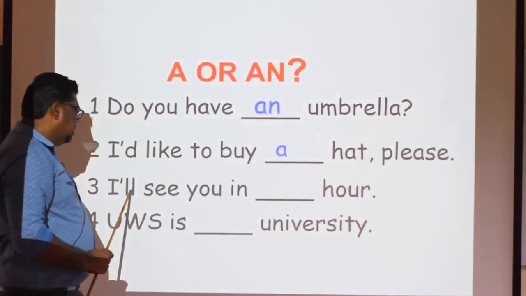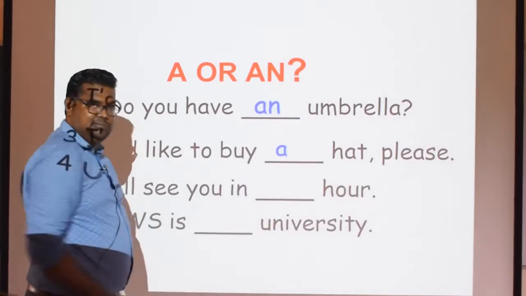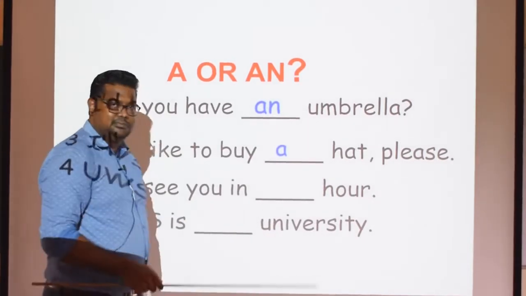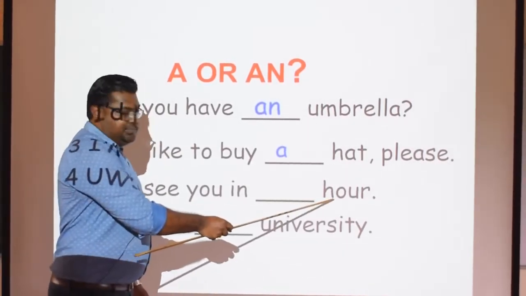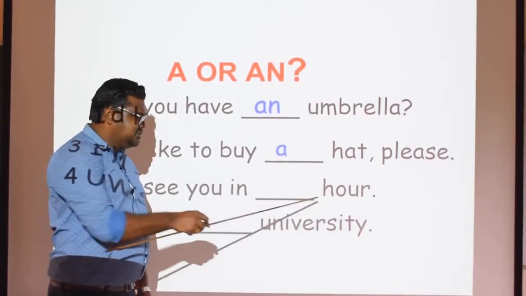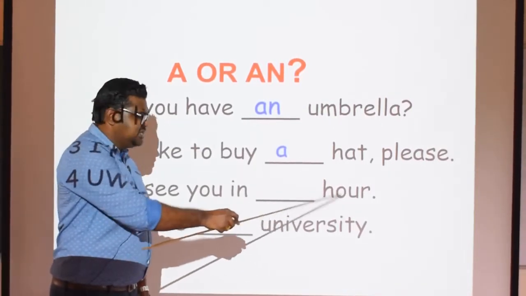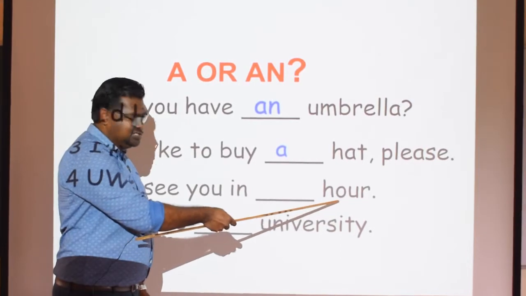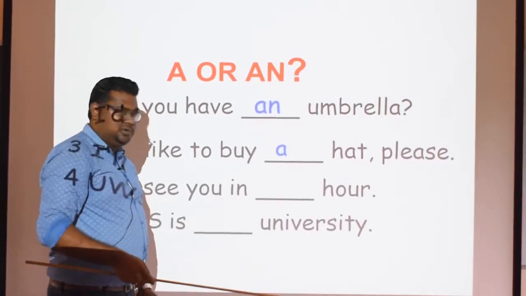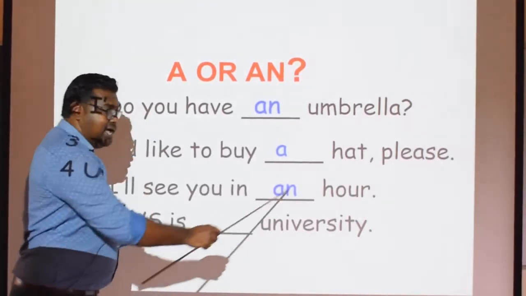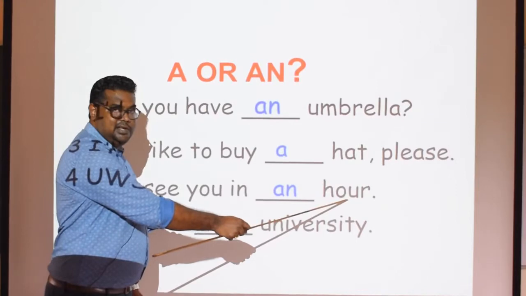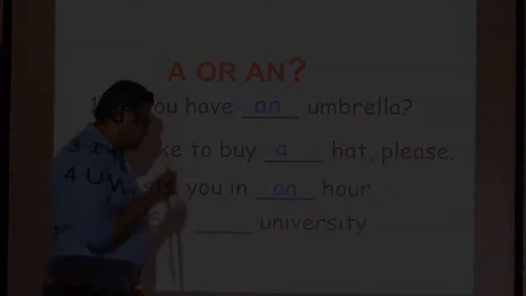Next sentence. I will see you in dash hour. I'll repeat the sentence. I will see you in dash hour. Here, this is very important. Hour starts with H, even though it is a consonant. What happens is, when you pronounce this word hour, H becomes silent. So which is the next letter which is stressed? The next letter which is stressed is O. And O is a vowel. So what is the answer? I will see you in an hour. Even though hour starts with a consonant, here H is silent, so the next letter is stressed. So the answer is an hour.